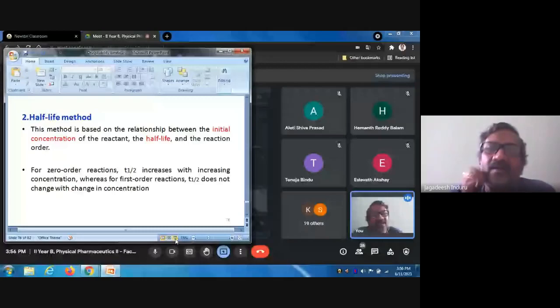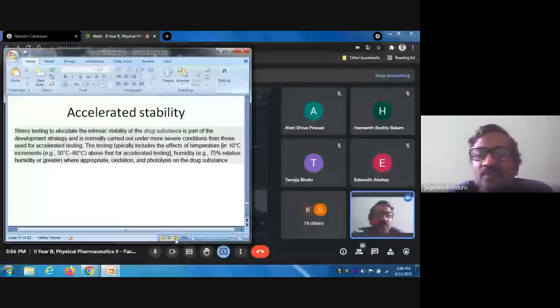Then we are going to enter into the calculation of expiry date and your accelerated stability testing. That is very, very important in the examinations, in the second sessional and also your term. And not only that, you are going to do this in your factory when you are getting a job. So this part we are going to study in the next class, the accelerated stability and prediction of expiry date.